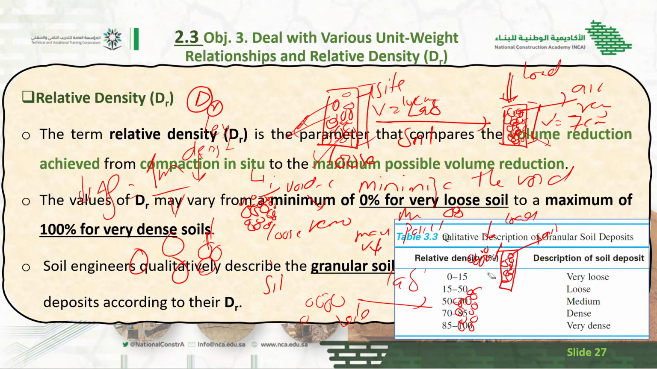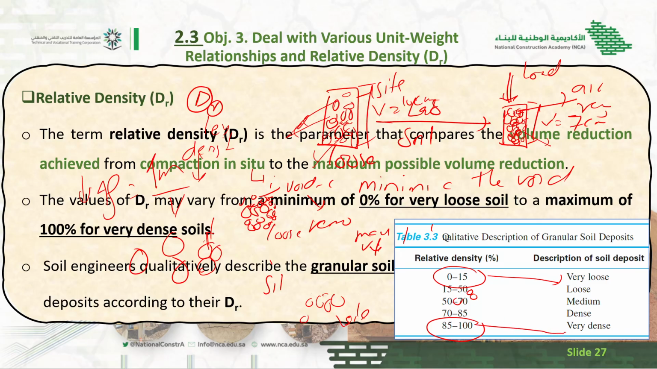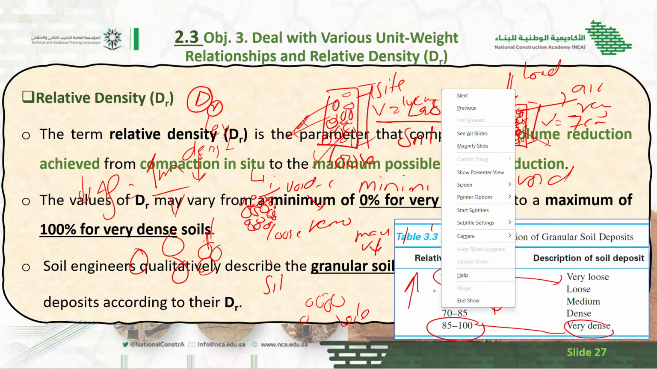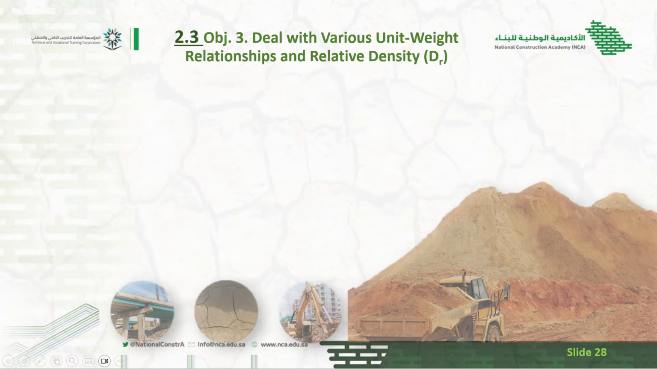There is one table given here. In this table, what is mentioned? Relative density and the soil behavior or soil description. If the value of Dr is 0 to 15, it means it is very loose. And if it is between 85 to 100, it is very dense. So as the value increases, the relative density also increases.